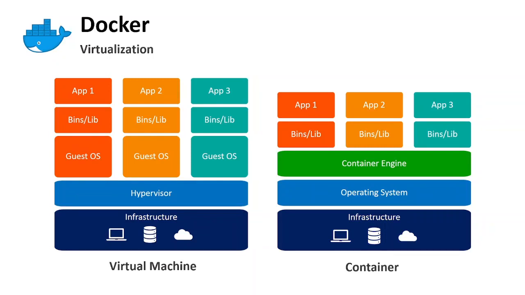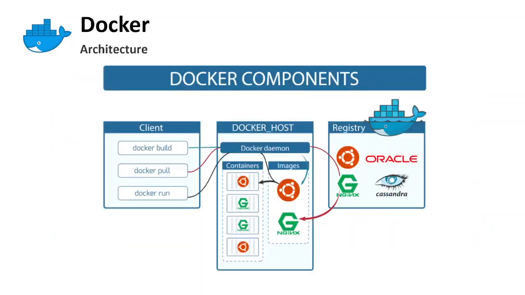To use Docker, you have to know the Docker components, of which the three most important are the client, the Docker daemon, and the registry. The Docker client you're going to use to interact with the Docker daemon, and the Docker daemon is there to manage the images and the containers running on the machine. And the registry is a place where we're going to store our images, that could be private or also public.